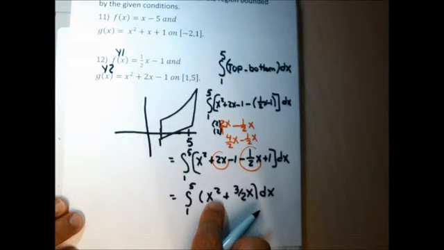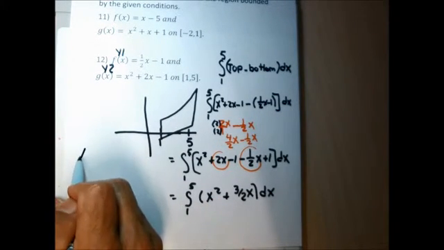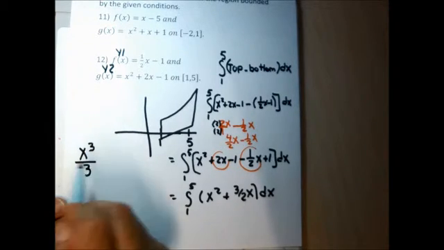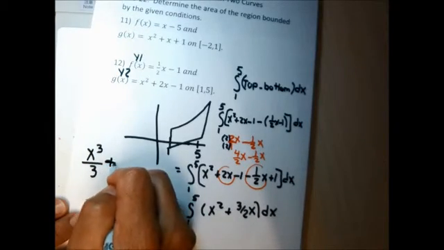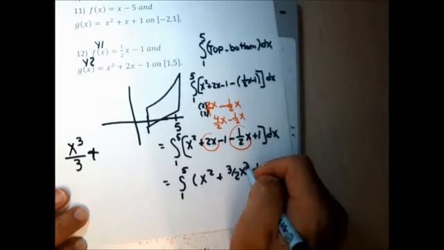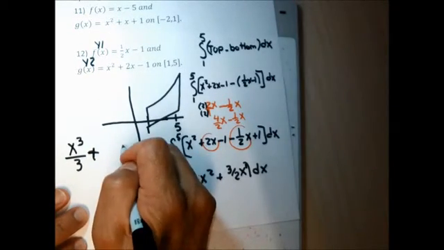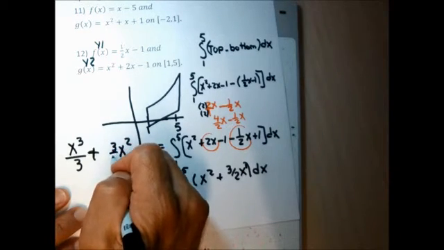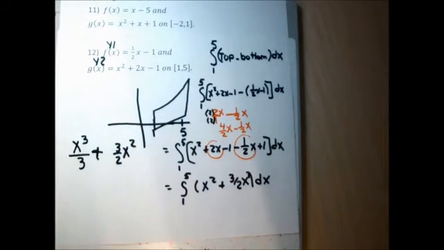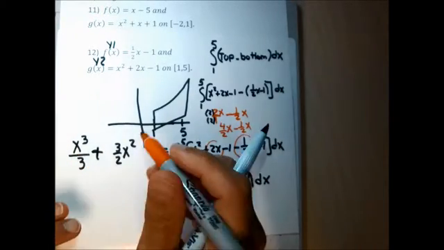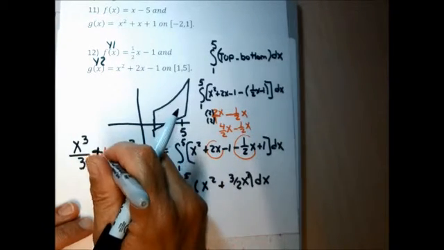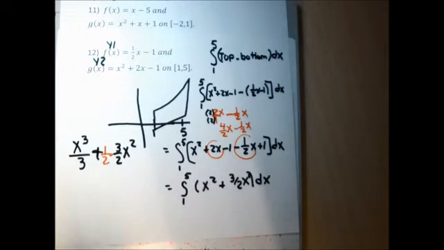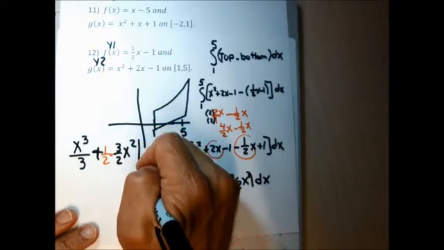So for this, I'm going to add 1 to the exponent, get an x cubed, and divide by the new exponent, over 3, plus, for this one, it had an exponent of 1. I'm going to add 1 to the exponent and get an x squared. And either I can divide by 2 or multiply by 1/2, because you can always multiply by the reciprocal of what you're dividing by. And for those, I'm going to multiply by the reciprocal. And I need to evaluate this from 1 to 5.